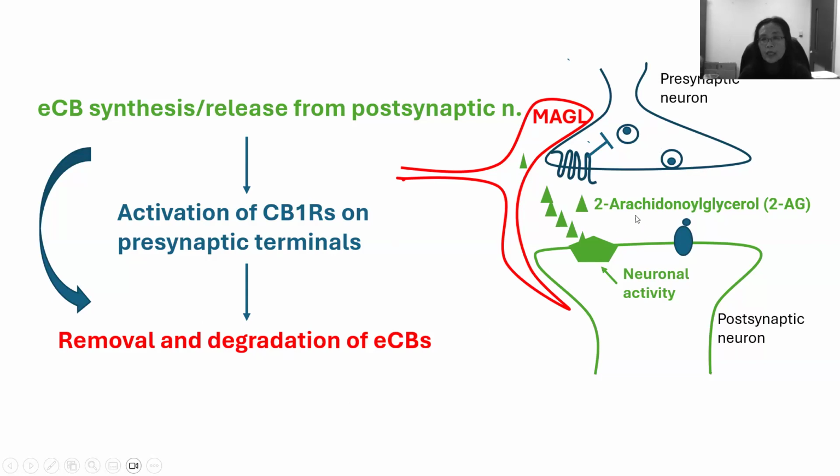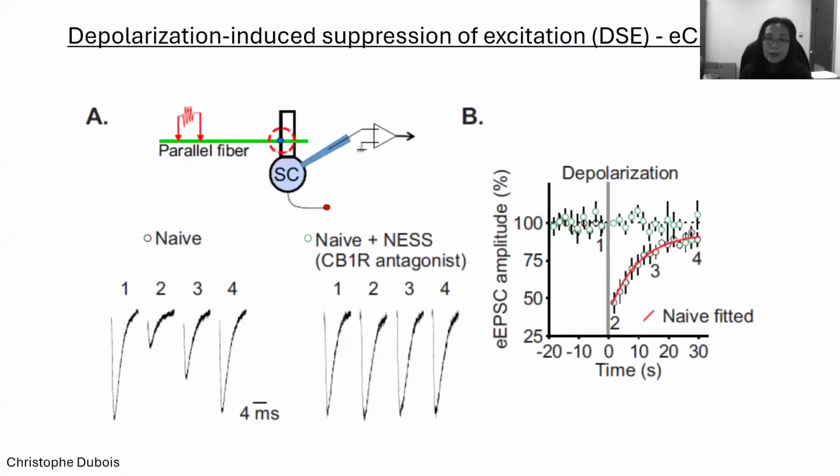So we just showed that the 2-AG level was decreased after fear conditioning. There are two possibilities. One possibility is that endocannabinoid production was reduced after fear conditioning. The second possibility is that the degradation of endocannabinoids was enhanced. So we started to look at these two possibilities.